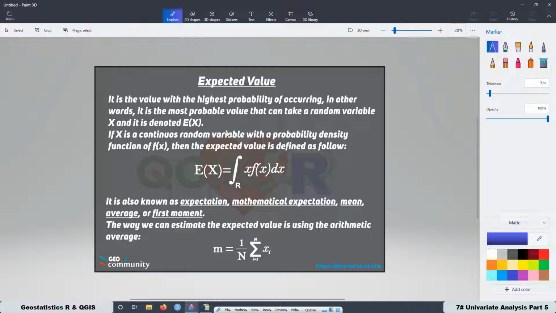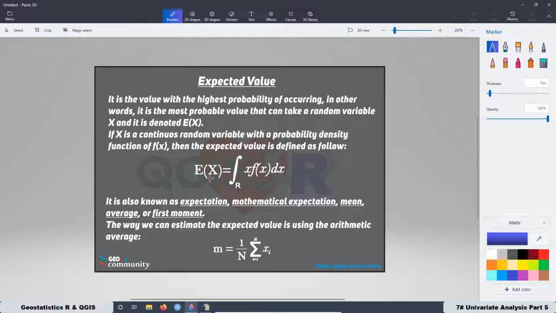The expected value is also known as expectation, mathematical expectation, mean, average, or first moment, and it is the integration over the whole range of the probability density function multiplied by x as a lowercase. However, in geoscience, most of the time we don't have the probability density function, we don't have the mathematical expression of this function. Then we cannot use this expression to calculate the expected value.